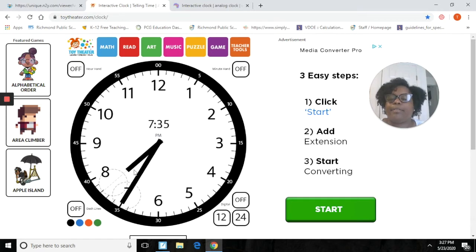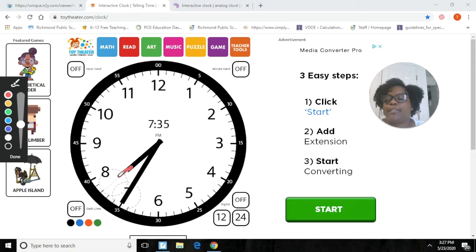This is 7:35. And why is it 7:35? Because our hour hand has just passed the 7, which means it is still the 7 o'clock hour. Okay? So let's count by fives because we need to show 7:35. 5, 10, 15, 20, 25, 30, 35. 7:35. Okay?